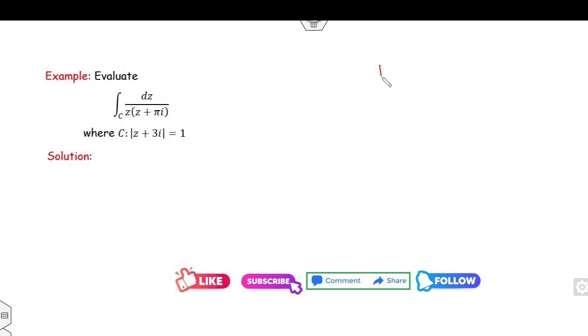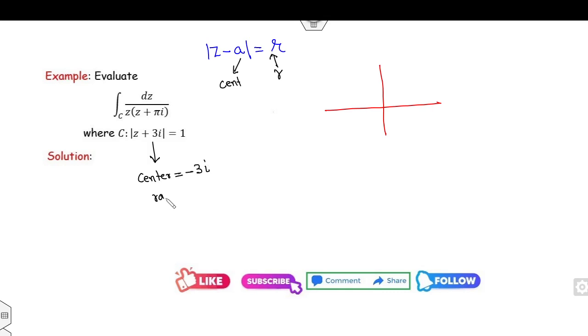Okay, look at this one. Again, you firstly draw that. You can compare |z - a| = r, where r is my radius and a is my center. So if you compare them, what is my center? Center is -3i. Radius is my plus 1.